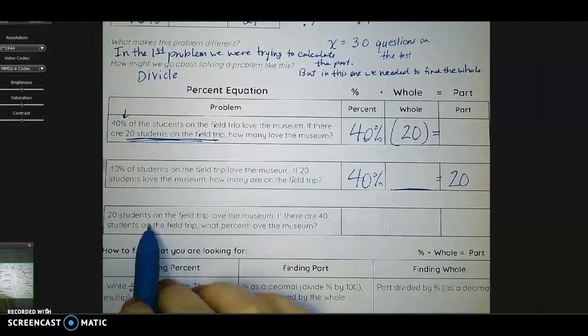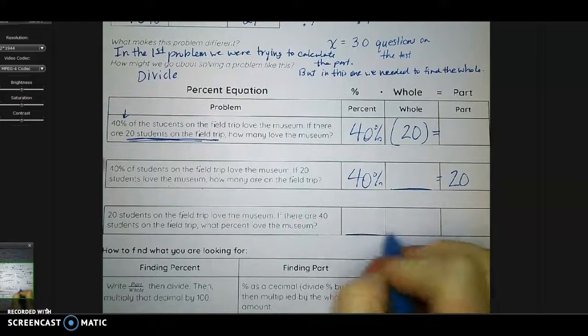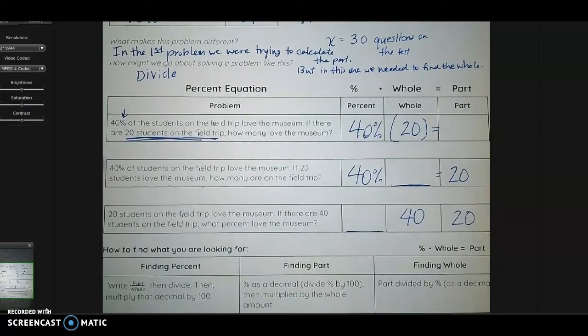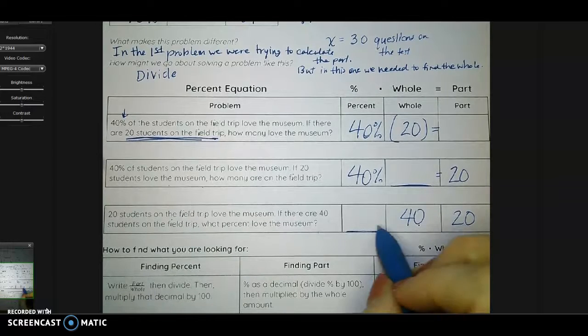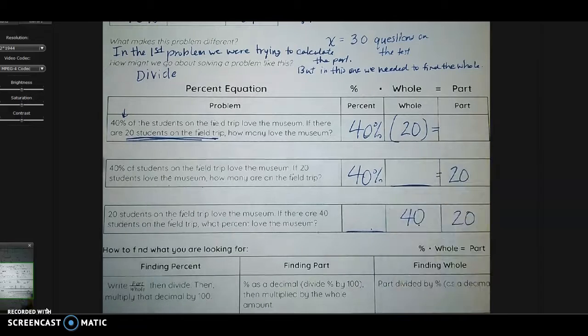This last one says 20 students on the field trip love the museum. If there are 40 students on the field trip, what percent love the museum? Well, right away, I don't know what my percent is. I know I have 40 students on the field trip and 20 of them love it. Some of these you could probably look at and solve, like 20 is what percent of 40? Or I could look at this and actually do the math.